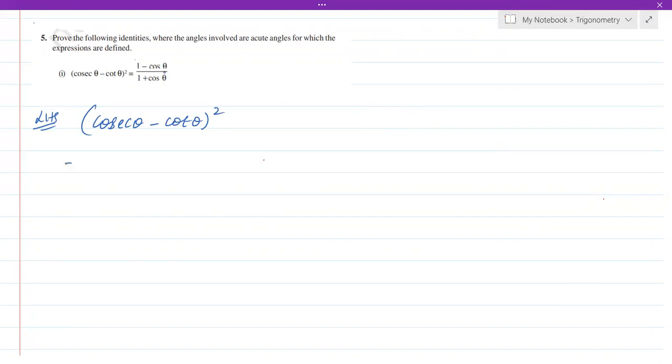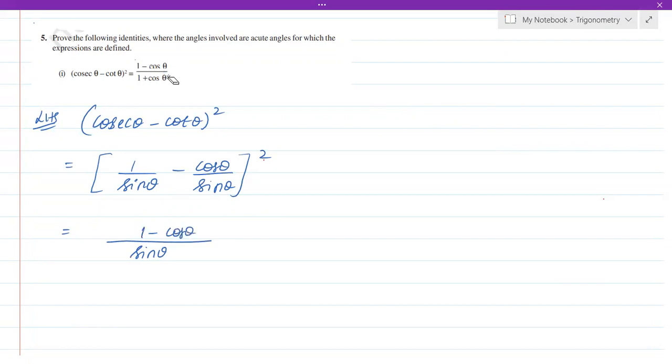So cosecant theta using the reciprocal relation can be written as 1 by sine theta, minus cot theta using the quotient relation can be written as cos theta by sine theta, and the square outside as it is. Now, after converting into sine theta and cos theta, we must take the LCM. Here, both the denominators are same, so you can write it once, and the numerator will become 1 minus cos theta, the whole square.